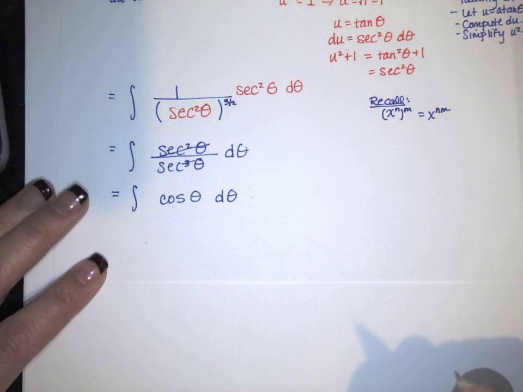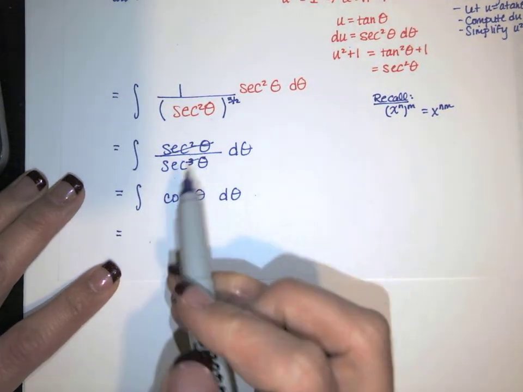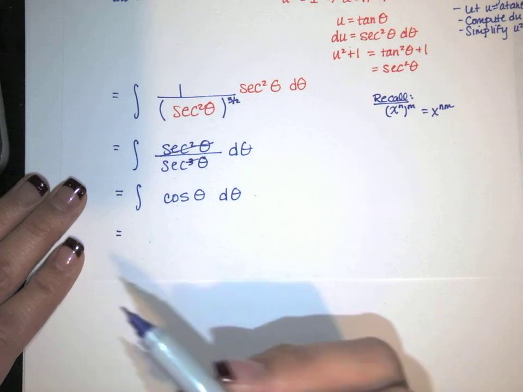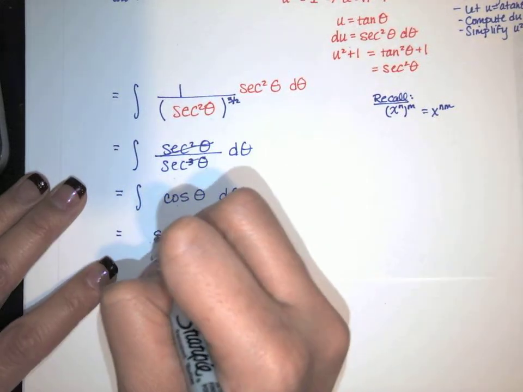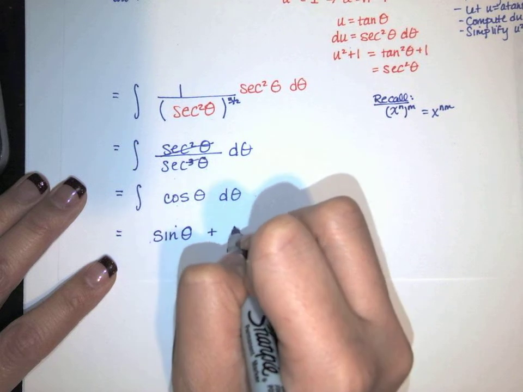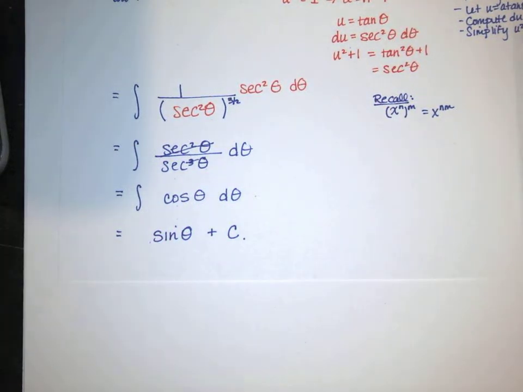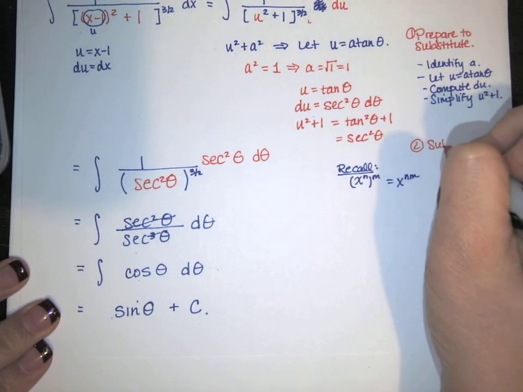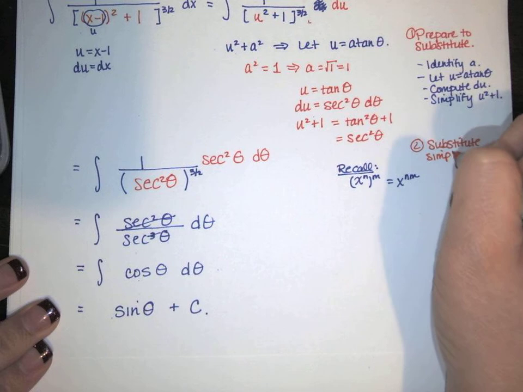Oh, so easy, so nice. Now remember, some of them aren't so nice. You might have to do the trigonometric integrals. You might have to use your trigonometric integrals guidelines from the previous section. Now we just anti-differentiate that. Sine of theta plus c. All right, so we prepared to substitute. And then we substituted. And you simplify so that you can anti-differentiate.